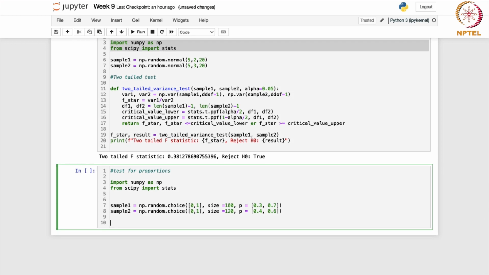Now if I have to conduct a right-tailed test, suppose, then I need to first of all define a function, right-tailed proportion. So here it would be sample 1, sample 2, these are the arguments that we give.